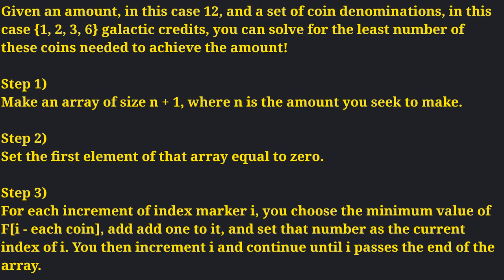So step 1 is to make an array of size n plus 1, where n is the amount you seek to make. Step 2 is to set the first element of that array equal to 0, and step 3 is for each increment of index marker I, you choose the minimum value of f of I minus each coin, add 1 to it, and set that number as the current index of I. You then increment I and continue until I passes the end of the array.